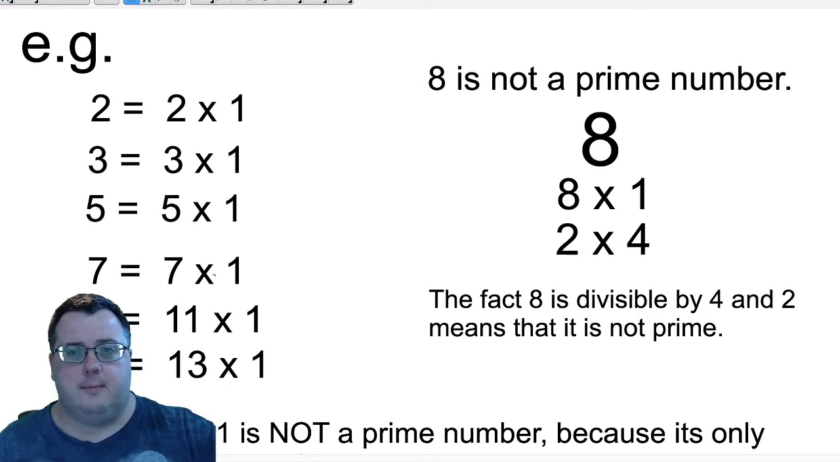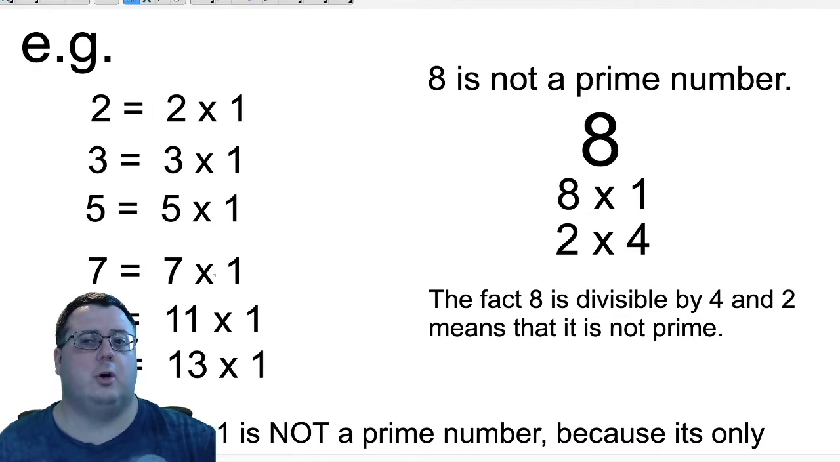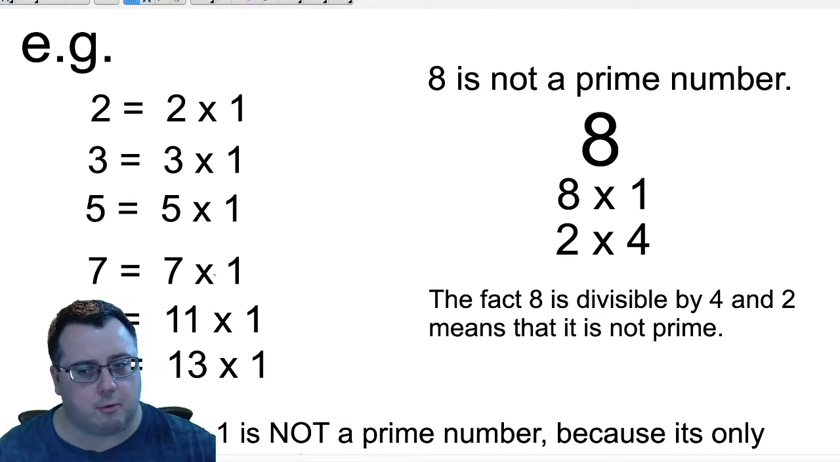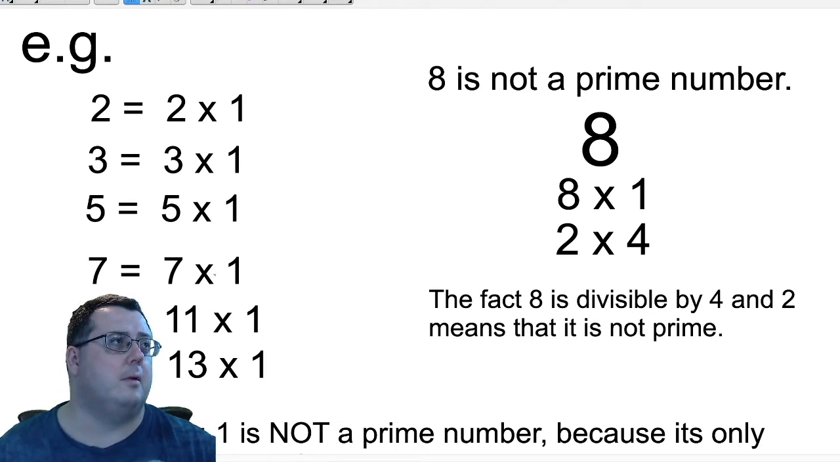8 is not a prime number. And why is 8 not a prime number? Well, 8 is 8 times 1, but it's also 2 times 4. The fact that 8 is divisible by both 4 and 2 means that it's not prime.